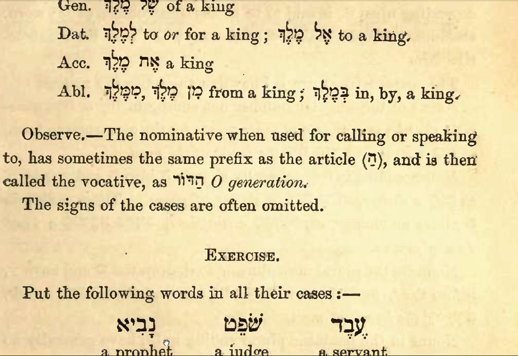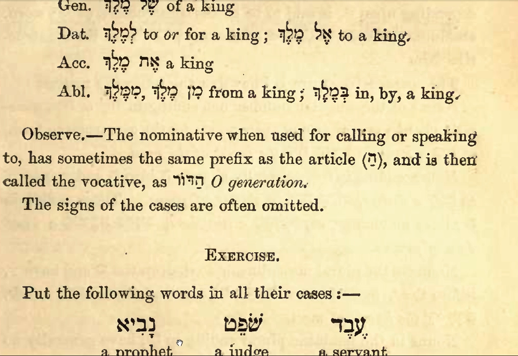Nabi is a prophet. So, of a prophet, shel nabi. The prophecy of a prophet, the prophecy shel nabi. To a prophet, le nabi. For a prophet, le nabi. And again, to a prophet, el nabi. I kill a prophet, I kill et nabi.